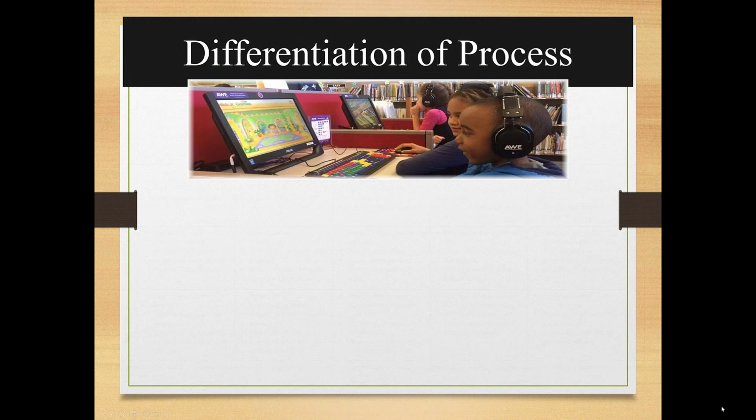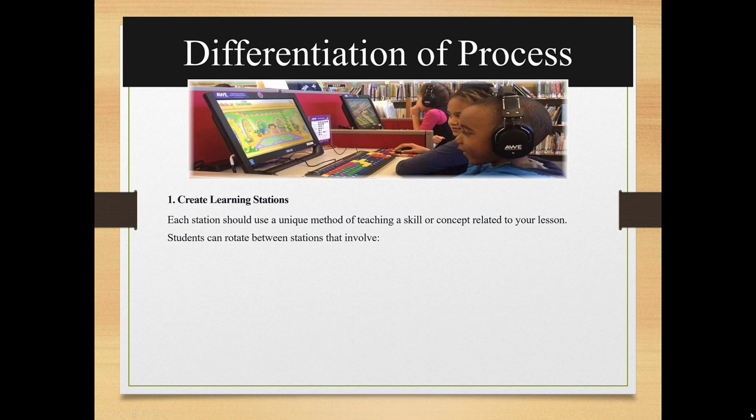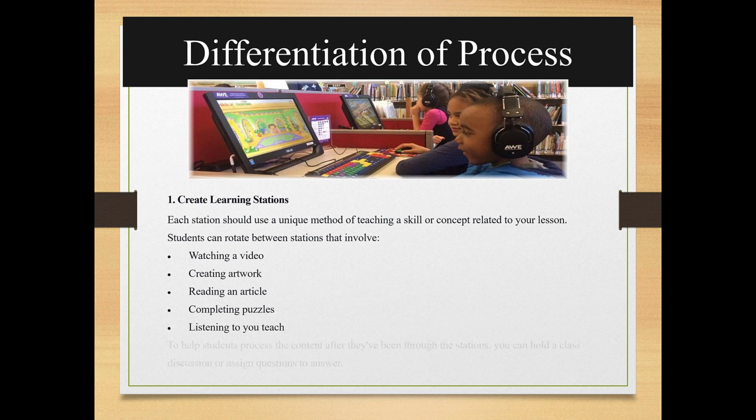Okay, so let's talk about 5 different things that you can do in order to differentiate through process. One thing you can do is create learning stations. Each station should use a unique method of teaching a skill or concept related to your lesson. Students can rotate between stations that involve watching a video, creating artwork, reading an article, completing puzzles, listening to you teach, and so on. To help students process the content after they've gone through the stations, you can hold a class discussion or assign questions for them to answer.